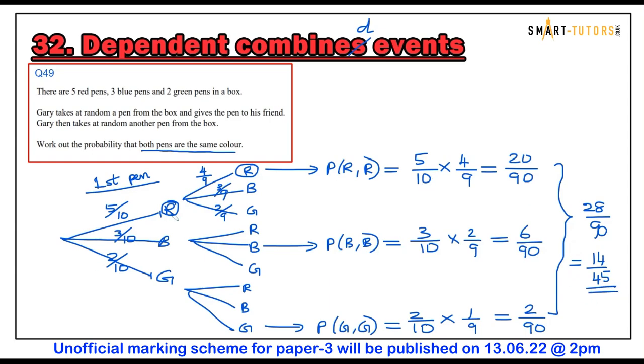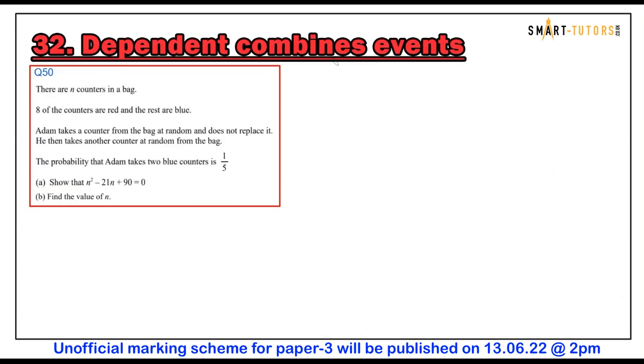So you can sketch a tree diagram to make sure you understand the logic, but you're more than happy to write probability of RR, probability of BB, probability of GG. And that is the answer for the first question. We are going to do another question in the dependent combined event. It's a small spelling mistake there, right?